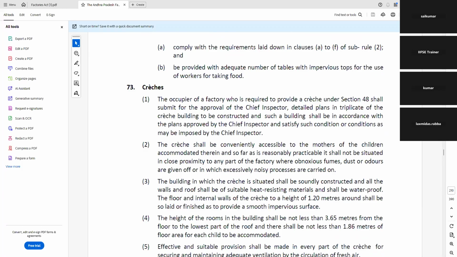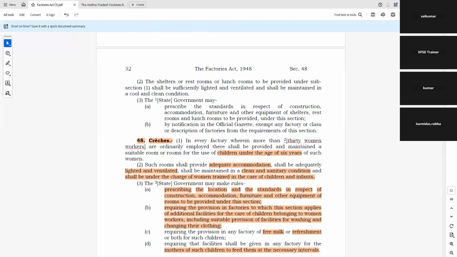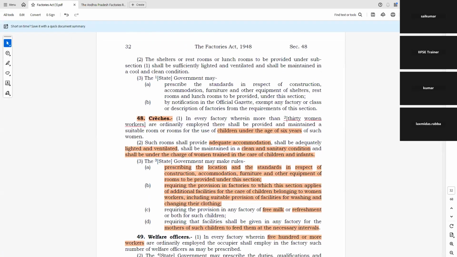Let's go back to the creche facility. So are you able to see the Factories Act now, or are we still in the Andhra Pradesh Factories Rules?